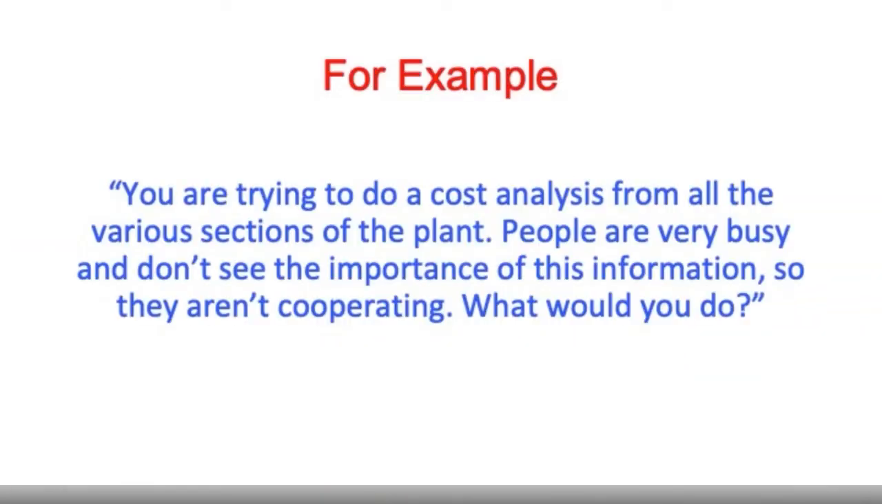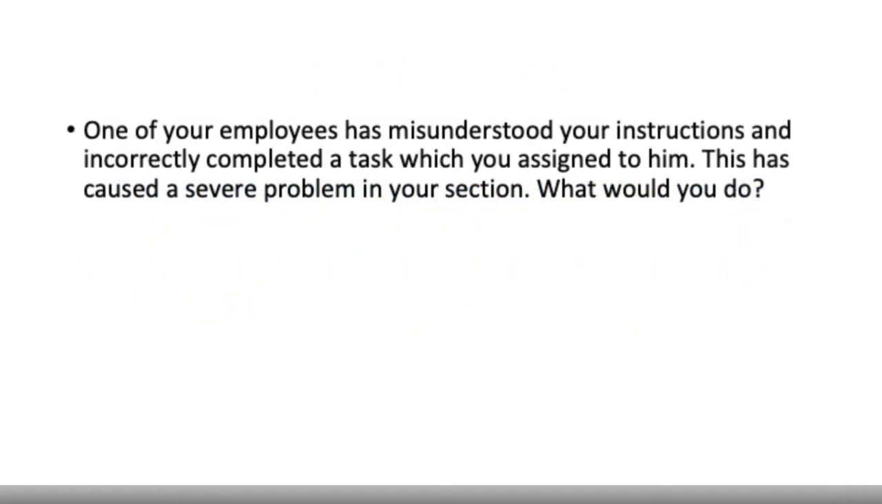Good critical incidents describe the situation as exactly and objectively as possible. They are not evaluative. They should not reveal the names of the people involved. Here's an example of an effective critical incident for selecting a bookkeeper in a busy manufacturing company. You are trying to do a cost analysis from all the various sections of the plant. People are very busy and don't see the importance of this information, so they aren't cooperating. What would you do?